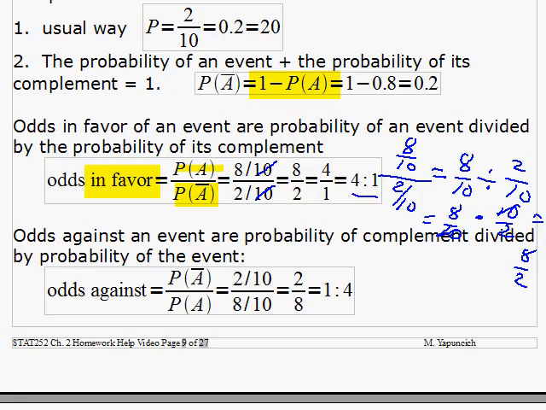Now if you want to find the odds against the event occurring, you just use the same fraction but the inverse of it, the reciprocal of it. You take the probability of A bar and divide by the probability of A. So A bar was 2 over 10, and the probability of A was 8 over 10. Again, the 10s cancel, and so that's 2 over 8, which is 1 to 4. I guess that's not a surprise. The odds in favor are 4 to 1. The odds against are 1 to 4. But you might be asked to compute either the odds in favor or the odds against, and this is how you do it.